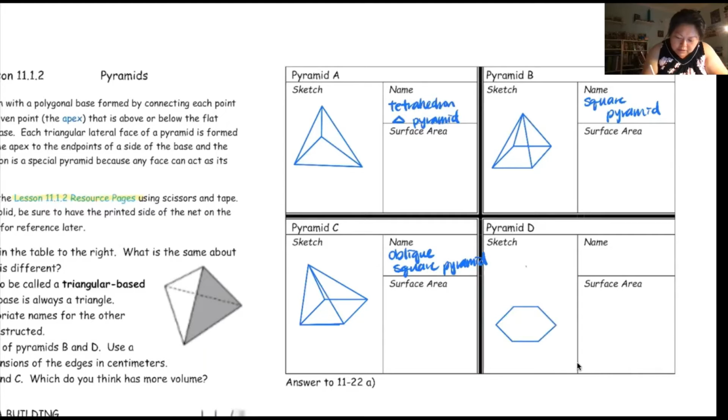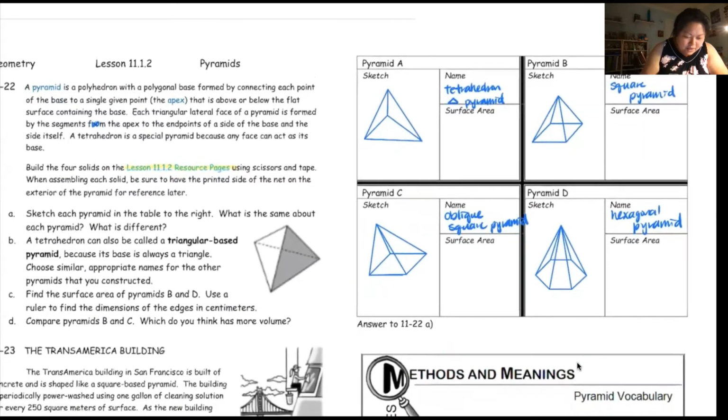And then put the tip here and start connecting your tip to all the different edges of this beautiful pyramid. There you go. So this is a hexagonal pyramid. All right, so it says we're going to find the surface area, right? And you're going to use rulers to find the dimension of the edges in centimeters.